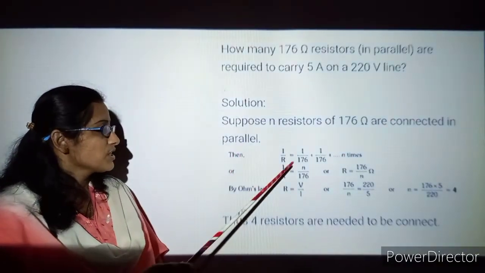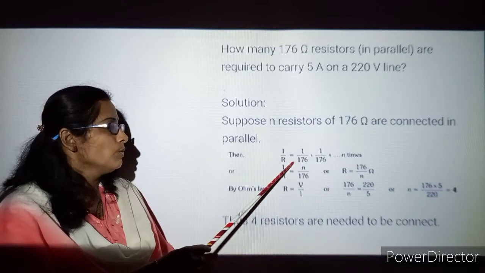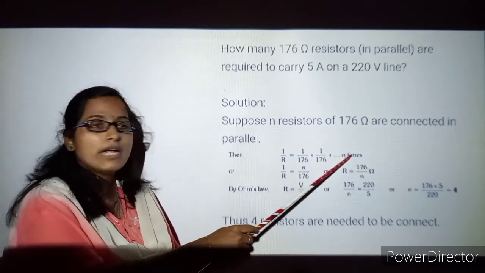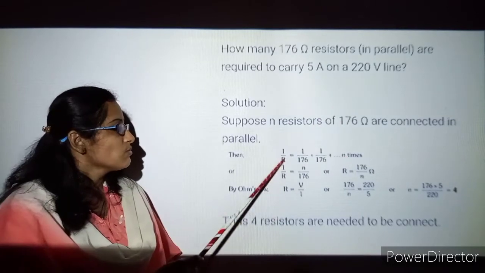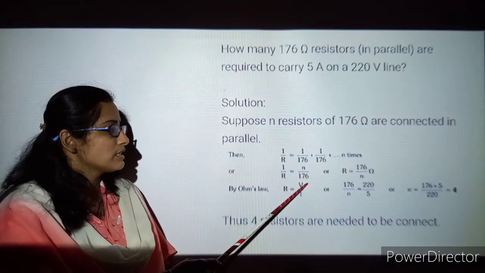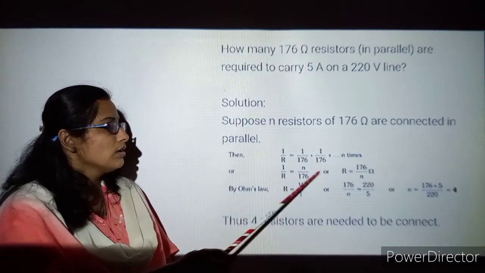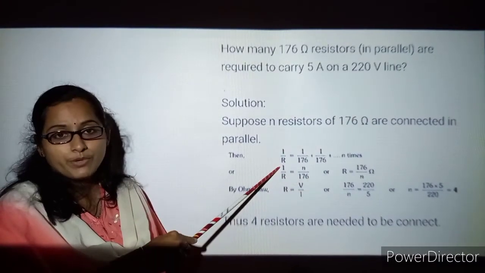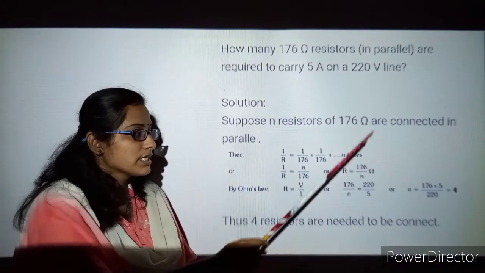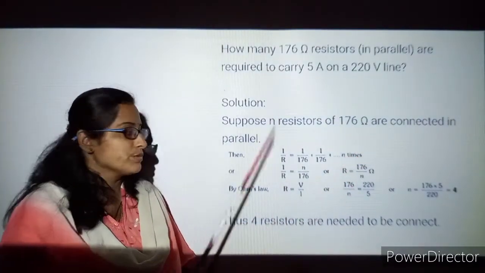So, by substituting here, 1 by R is equal to 1 by 176 plus 1 by 176, and so on n times. So, it is 1 by R is equal to n by 176, or reciprocating, the resistance R is equal to 176 by n ohms.